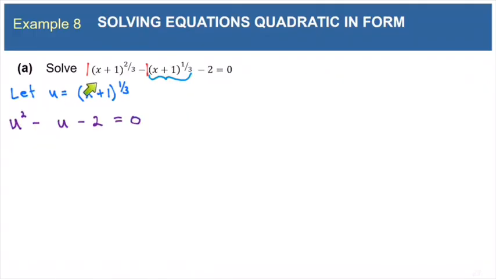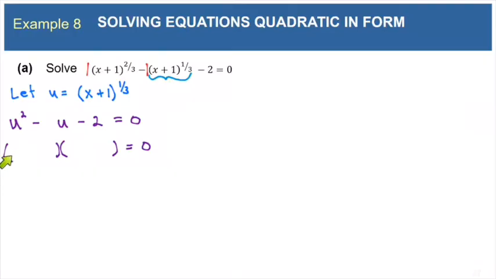U squared takes the place of (x plus 1) to the 2/3, and u takes the place of (x plus 1) to the 1/3. And then we have the minus 2 equals 0. Now, this is just a very simple quadratic equation that we can solve by factoring. So let's break this into two binomials.